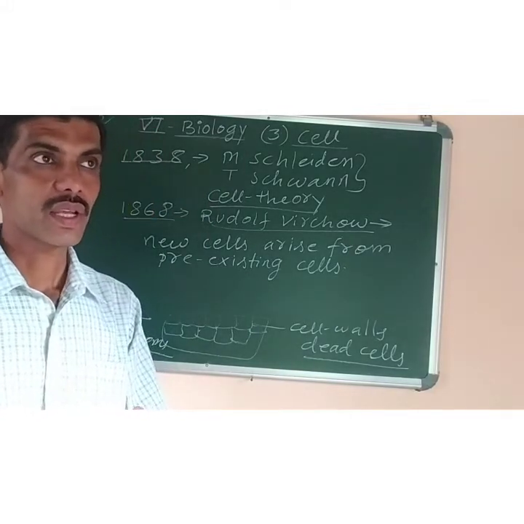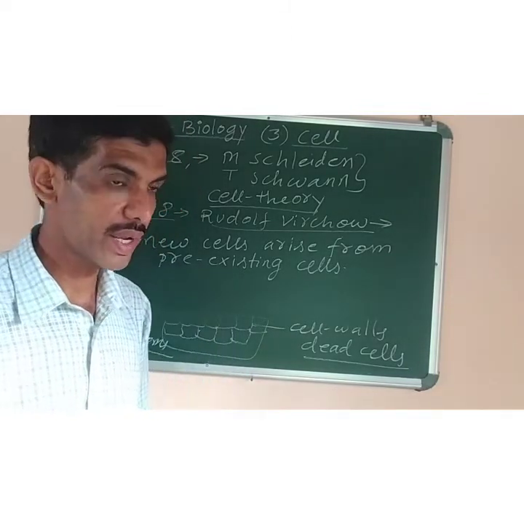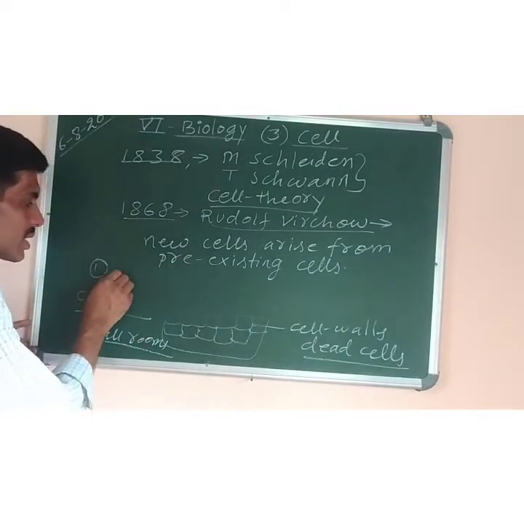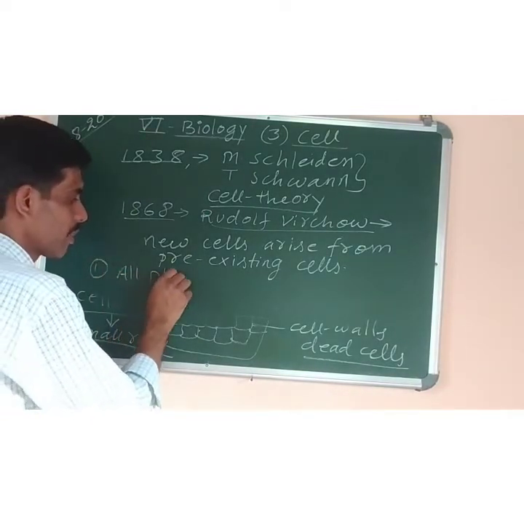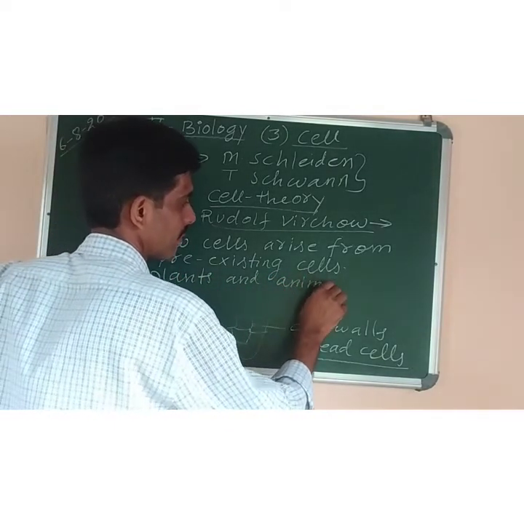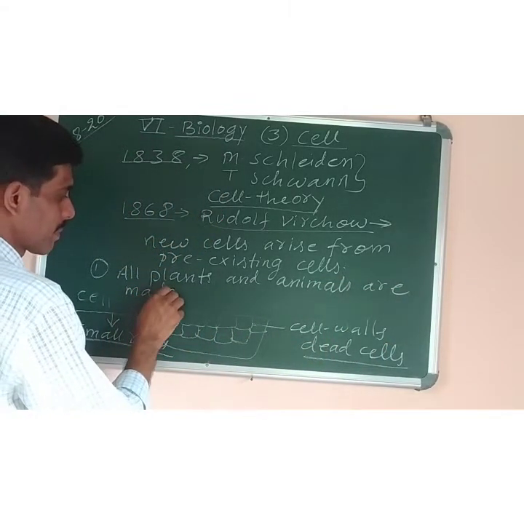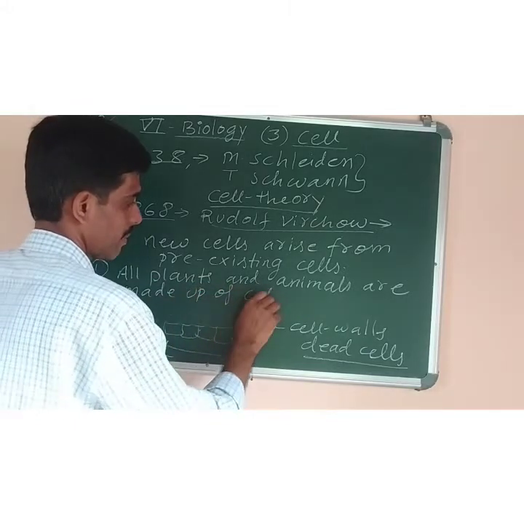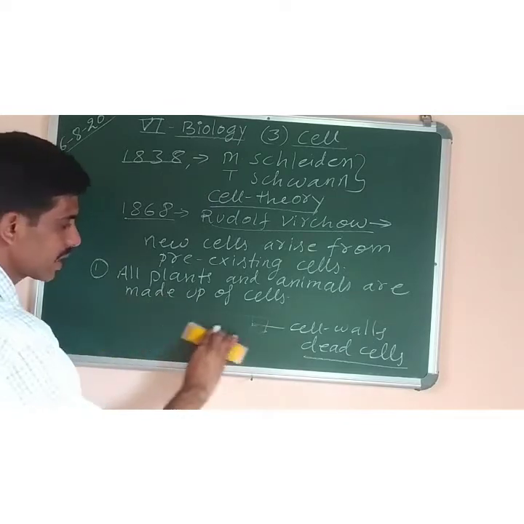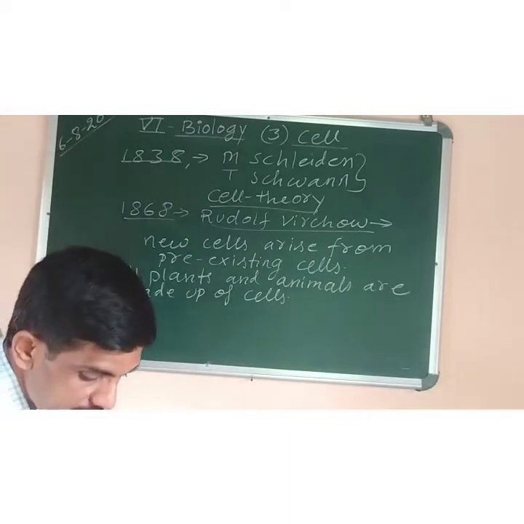So if it is asked in the questions or the test, write the 3 points of the cell theory. What you will write? Number 1, all plants and animals are made up of cells. This is the first point of the cell theory. So if asked what is cell theory, write the cell theory. Okay. Who gave the cell theory? Then you write the name of the scientist. All the 3 scientists' names you can write.